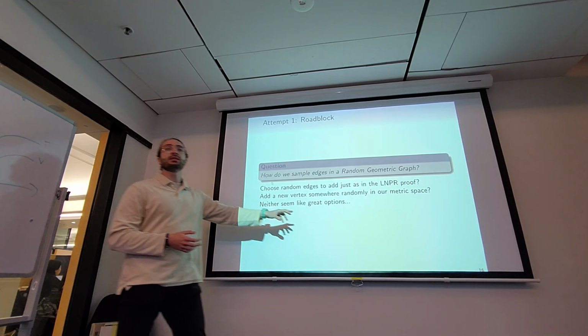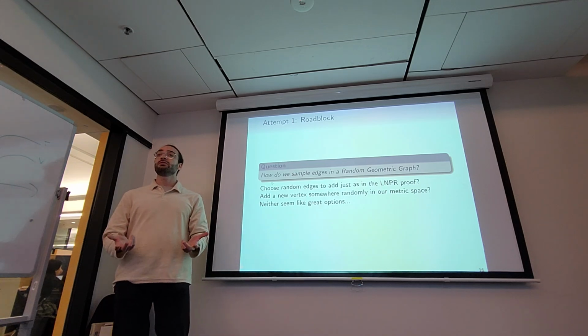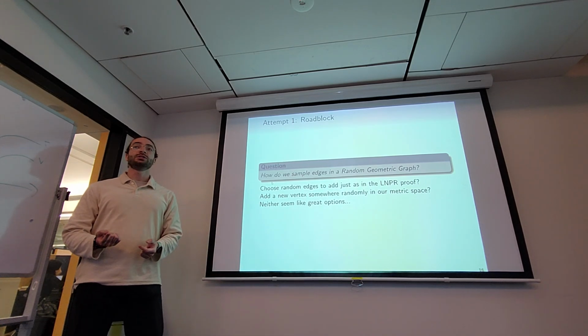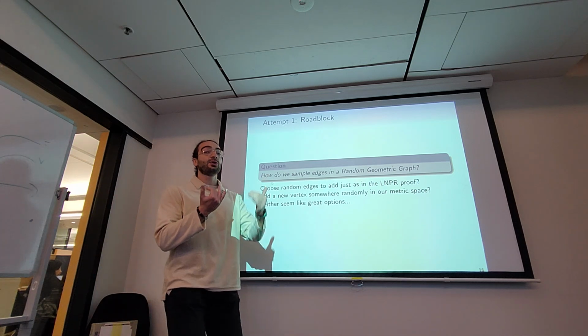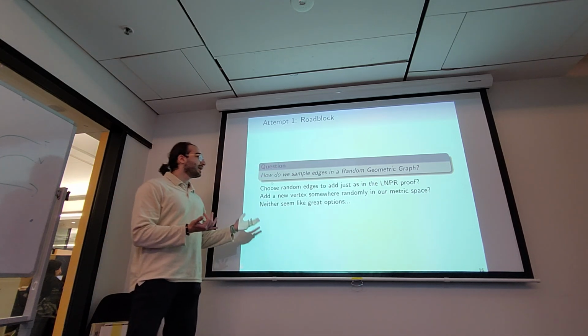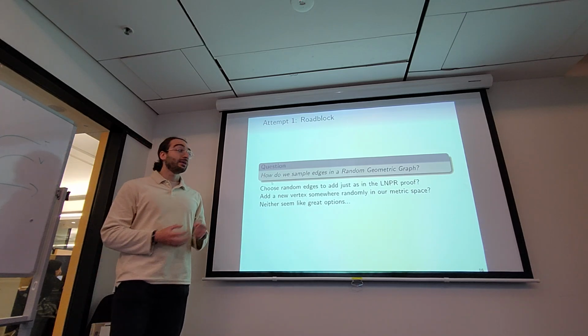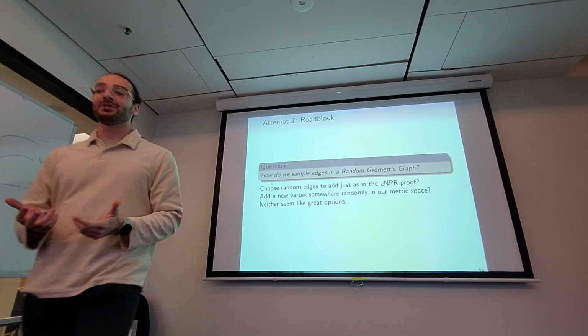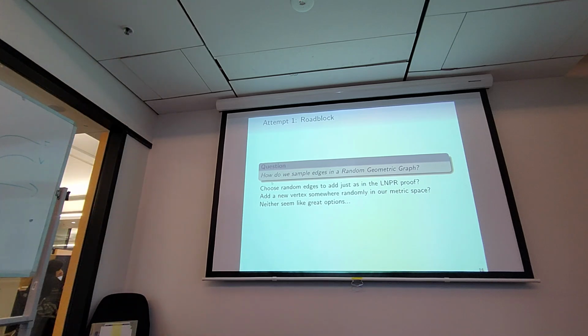Can we add a new vertex somewhere into our metric space? Maybe that's the evolution. But we can't guarantee that always introduces one edge, and it also increases the upper bound to the number of edges that we can have in the graph. So neither of them really seemed to work, nothing promising came to mind, so we had to dismiss this idea, which was the plan from the beginning, and move on to something else.